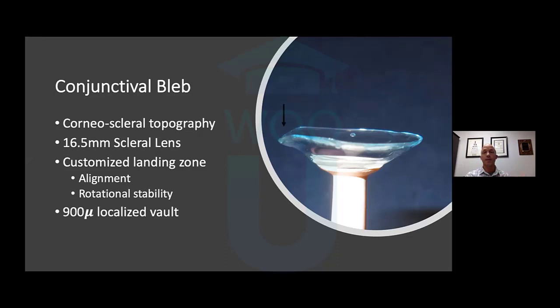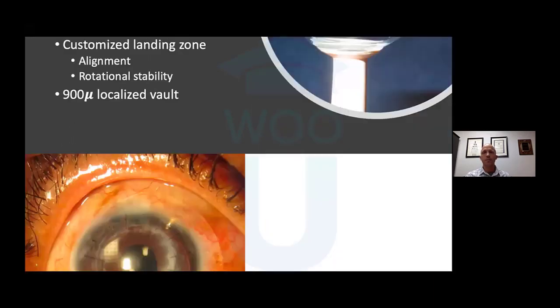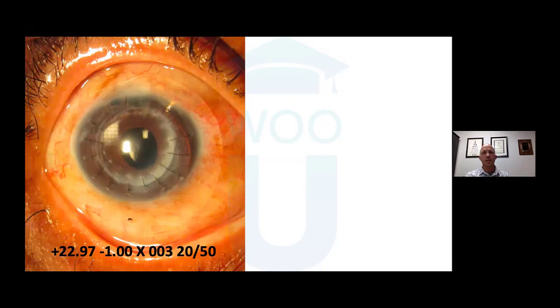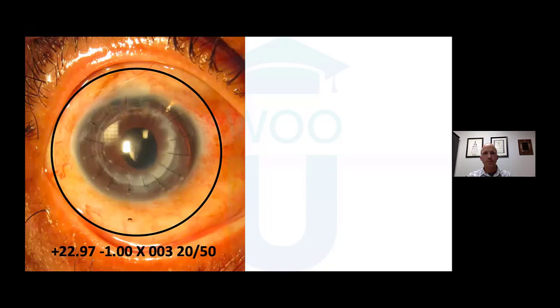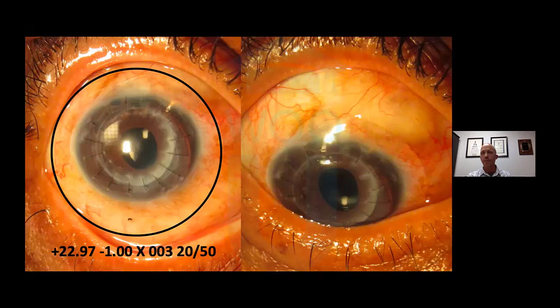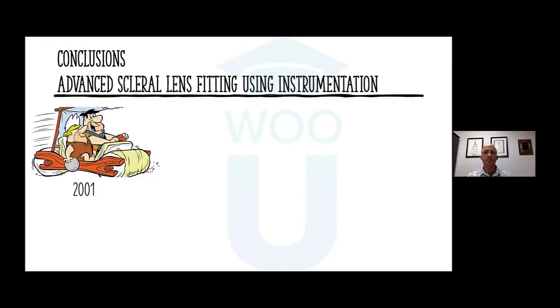And so that we can get this, and this is quite incredible, 900 micron localized vault to fit over top of that patient's bleb. And so here's the lens on the eye. In fact, it fits so well, it's almost invisible. So I'll highlight it with this black circle, but you can see how nicely it fits on the patient's eye. There is a black dot at the bottom to indicate the position for the patient as far as application is concerned. And then again, nice vault over that bleb surface. And amazingly, with one lens, the patient is successful.